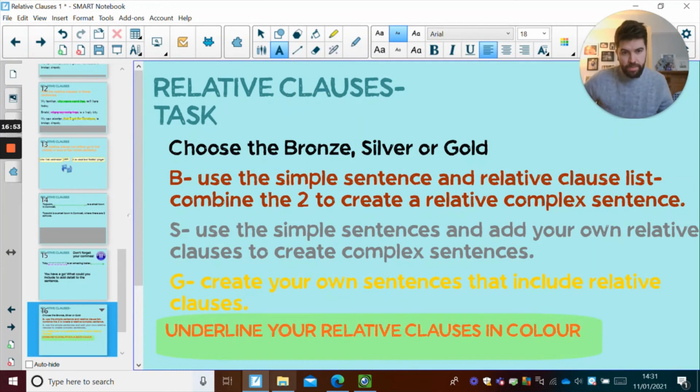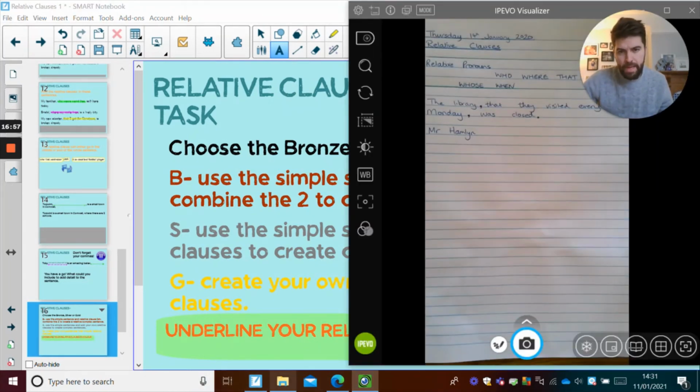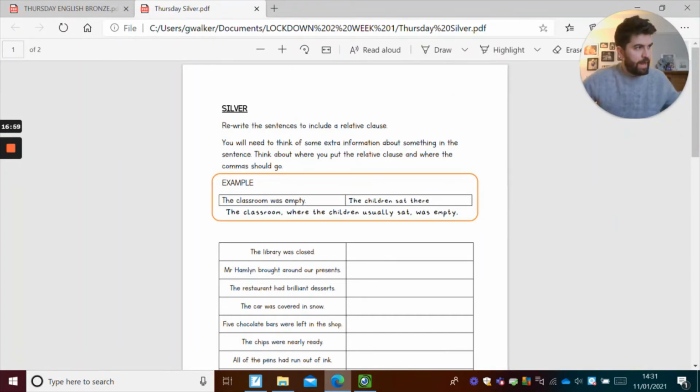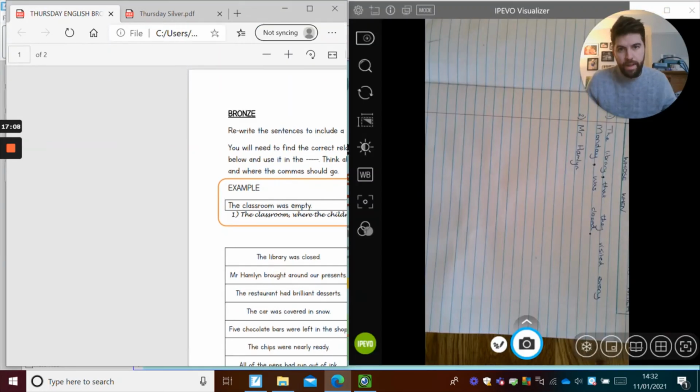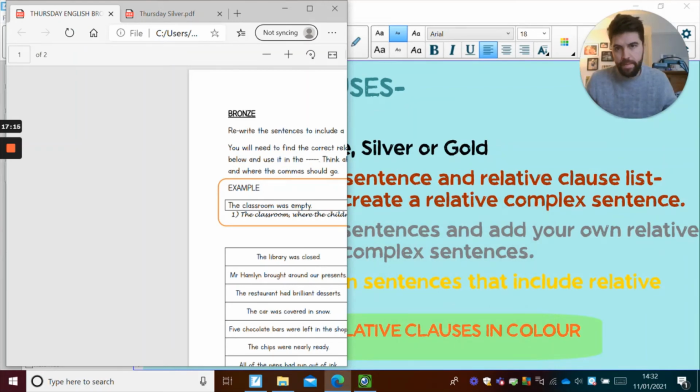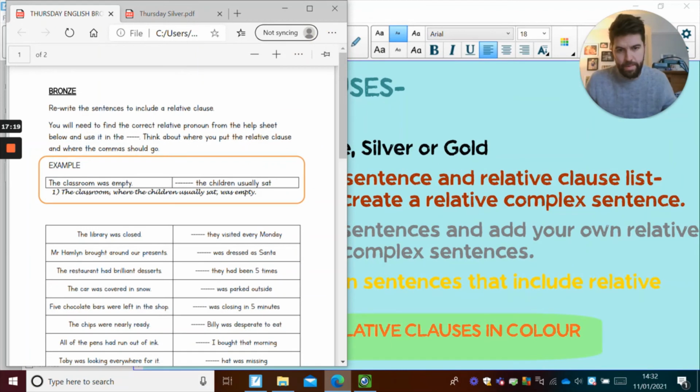Okay, so bronze is still with me. Let's have a little look. We can help with a bit of extra support on how to get this job done. So I'm going to have my bronze sheet up to one side over here. Sorry, let's just bring that one down. To the center of the page, and I'm going to bring my own book up here.